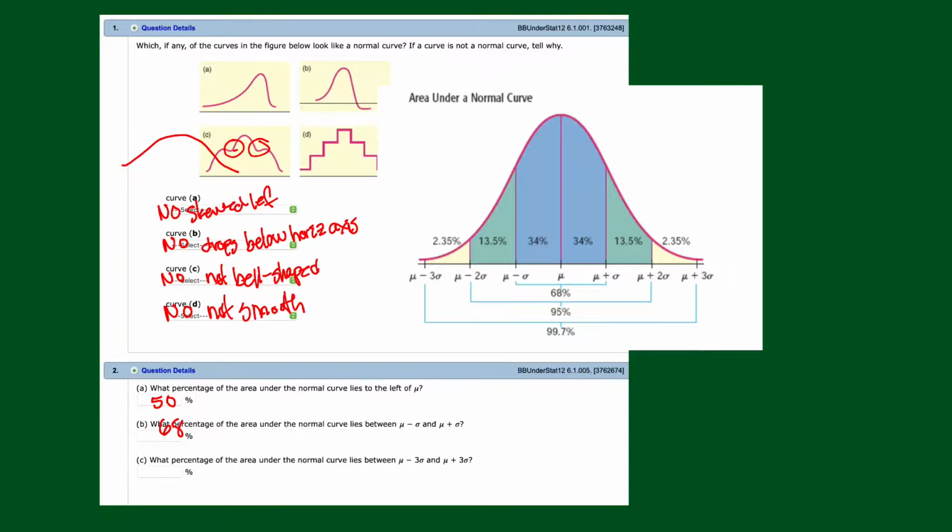And the next part, C, what percent of the area under the curve lies between mu minus 3 sigma and mu plus 3 sigma? All right, so you find mu, there's the mean. You go 1, 2, 3 standard deviations. Mu minus 3 standard deviations. And there's the mean. Mu plus 1 standard deviation, 2, and 3. There's the mean plus 3 standard deviations. So how much area is here? 99.7%. So if you're dealing with a population that has a normal distribution, if you go out 3 standard deviations in both directions, you've got almost all of the data.